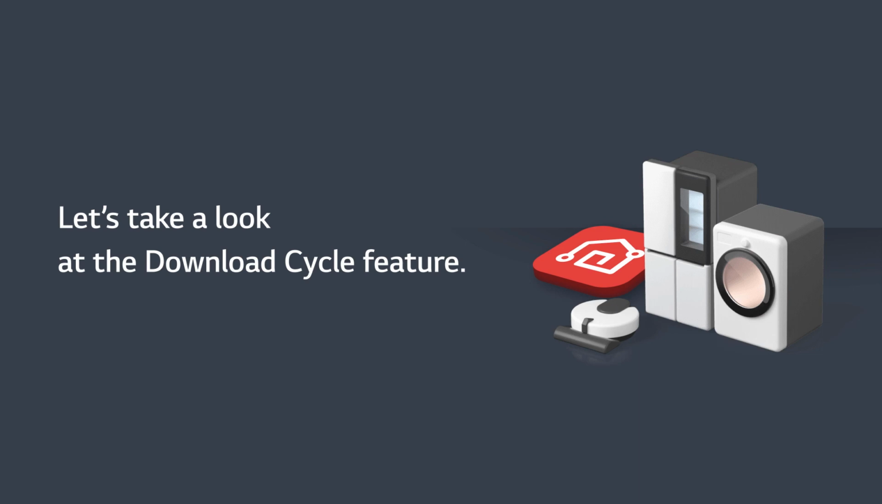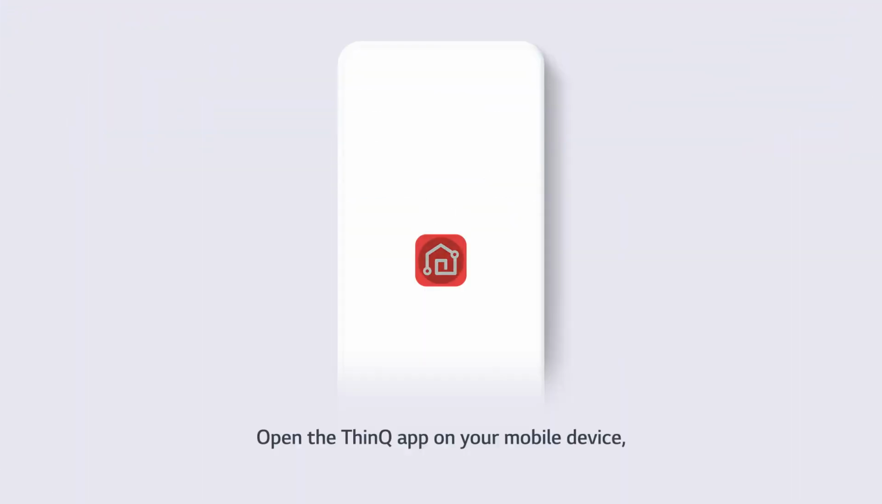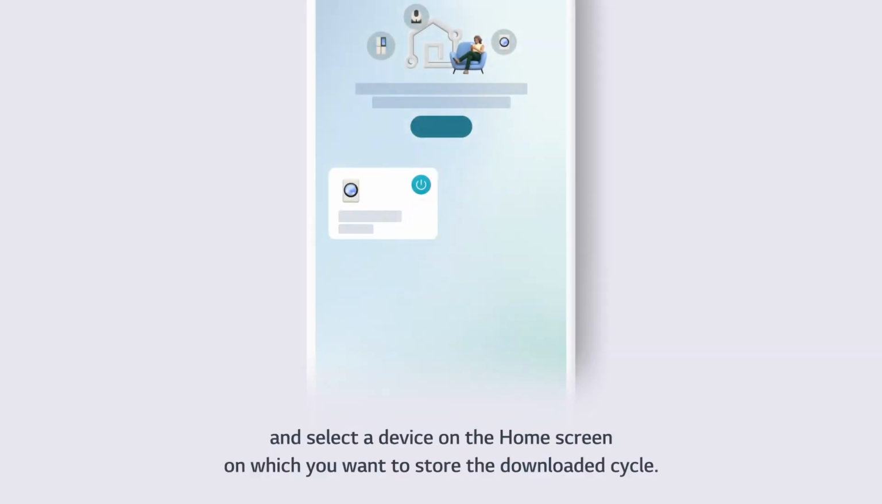Let's take a look at the Download Cycle feature. Open the ThinQ app on your mobile device and select a device on the home screen on which you want to store the downloaded cycle.